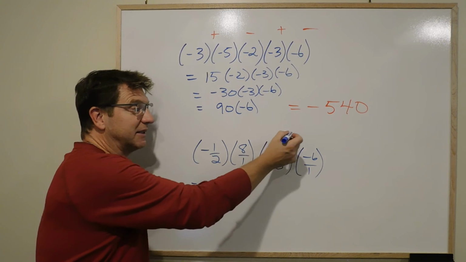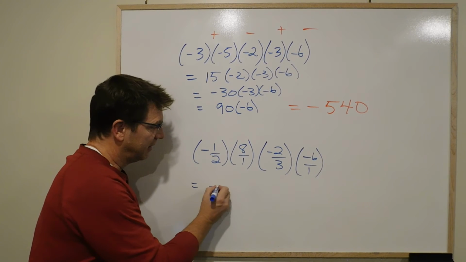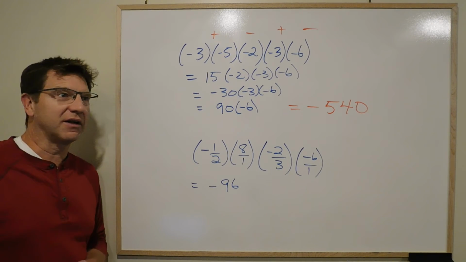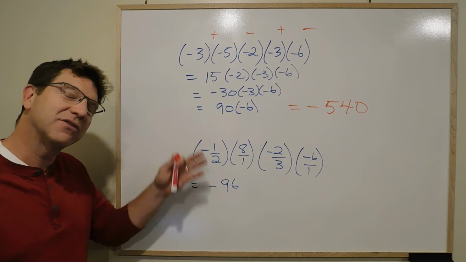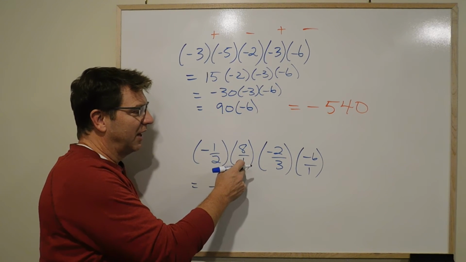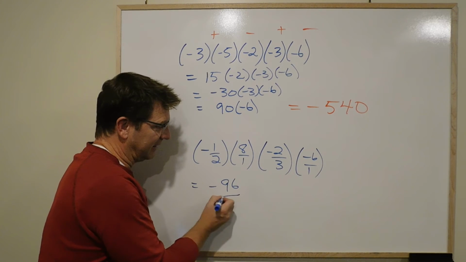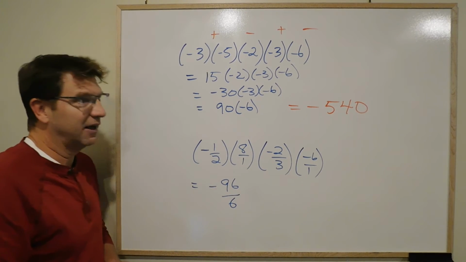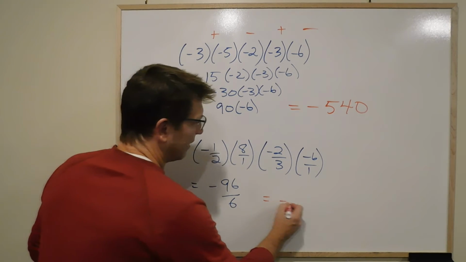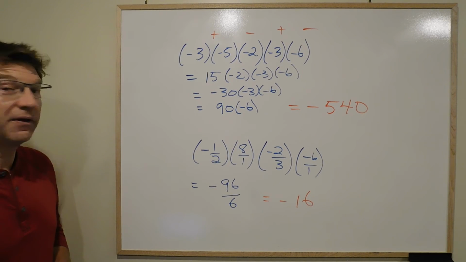And positive 16 times negative 6 is negative 96. Okay? You can do that on your calculator, right? You can do all of this on your calculator, but this is the theory behind it. Denominator, 2 times 1 is 2, and then times 3, 2 times 3 is 6, times 1 is 6. Okay? So you got negative 96 over 6, and I can simplify that to negative 16. Okay? Negative 16. And there you go.